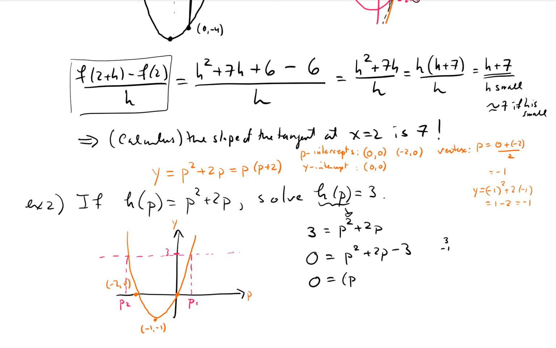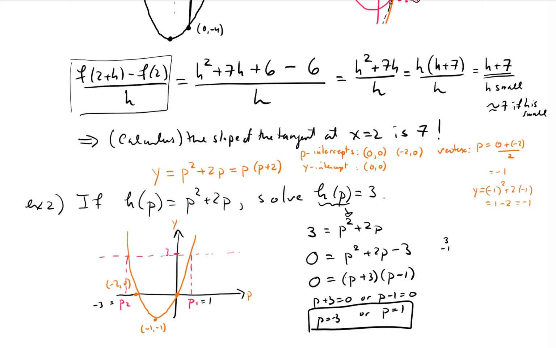So immediately I get the factorization because the coefficient in front of p squared is 1. So (p plus 3)(p minus 1), which tells me that p plus 3 is 0 or p minus 1 is 0, which means p is 1 or p is minus 3. And that makes sense. p equals 1 is slightly above 0, and p equals minus 3 is slightly less than minus 2. So those are the two inputs which have an output of 3.